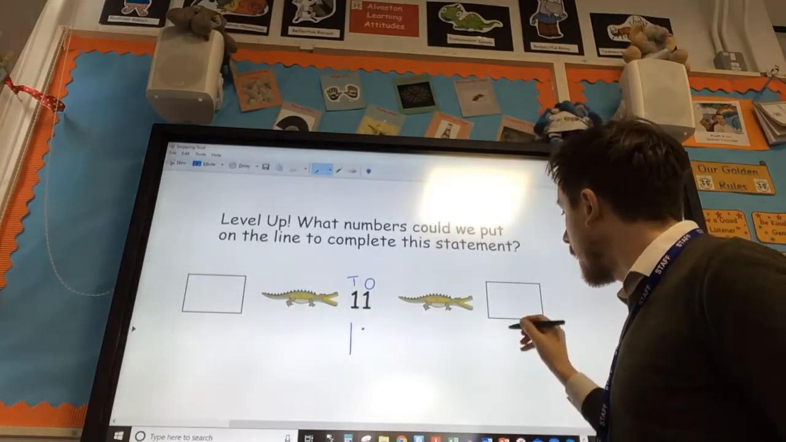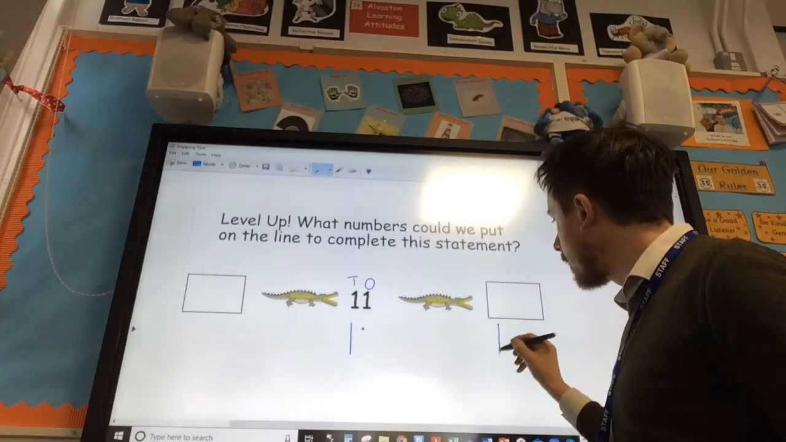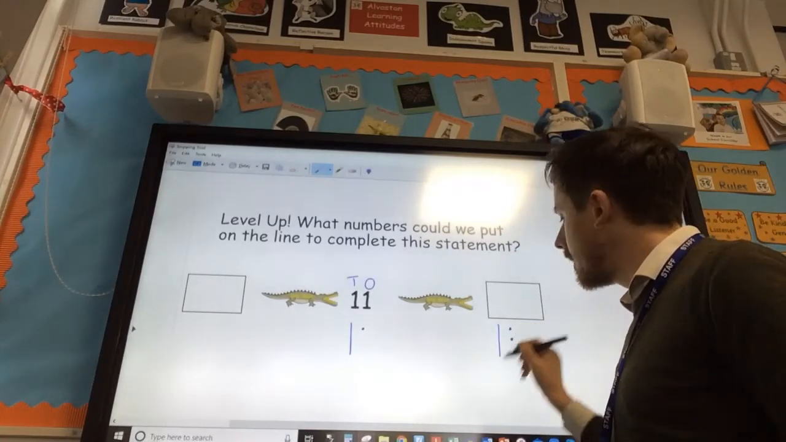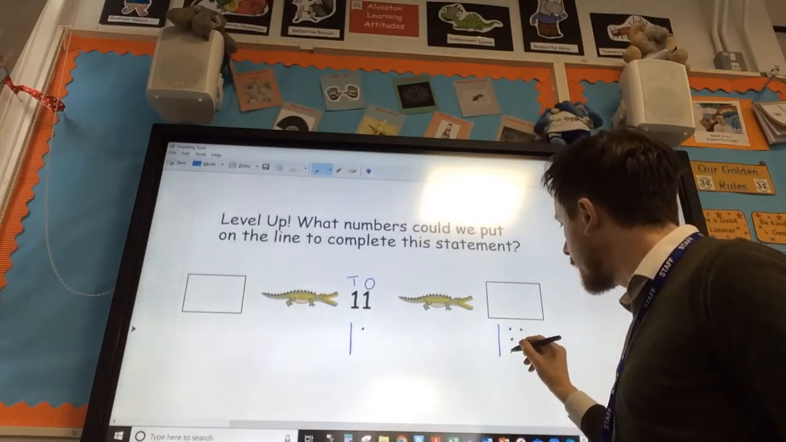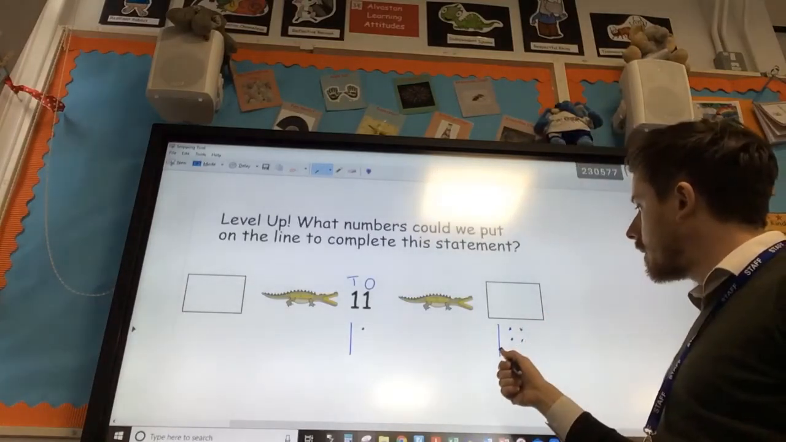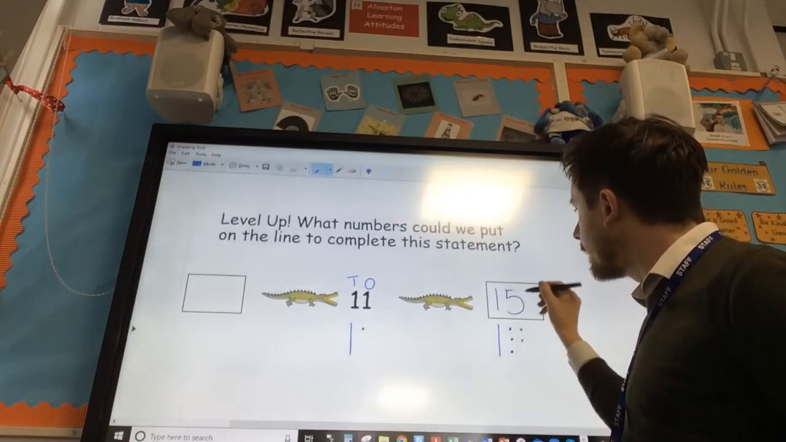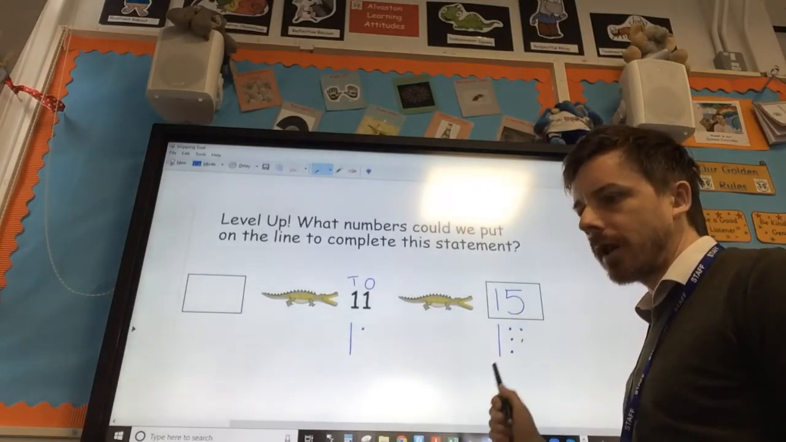Let me think. I could do 1 more than 11, so I'm going to copy that. So I've got 1 stick of 10 and 1 1, and add 1 more on. I'm thinking I might go for a slightly larger number here, a number that's even bigger than that. So I'm going to do 1 stick of 10 and 5 ones, which represents the number 15. So let's just see if that makes sense. 11 is less than 15. Well, we know that 11 is smaller.